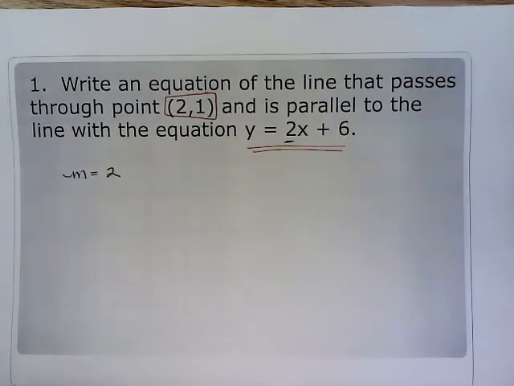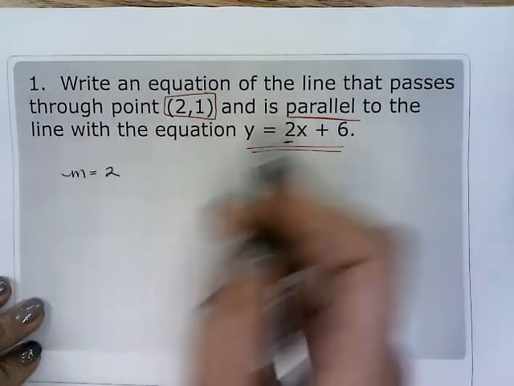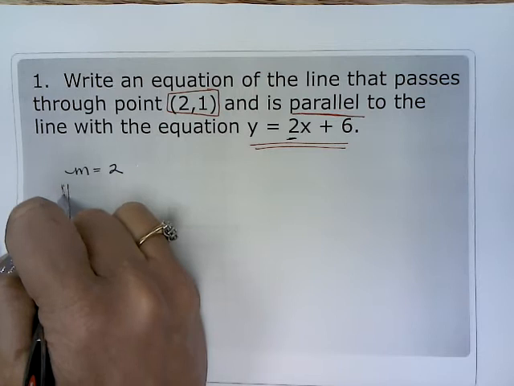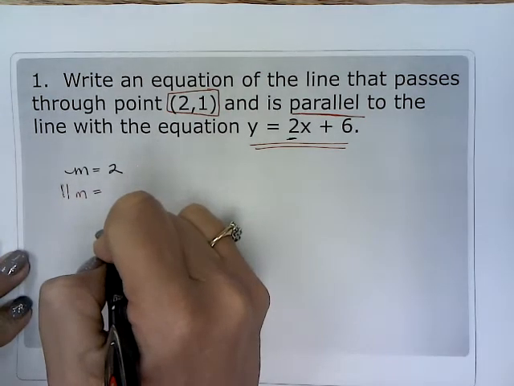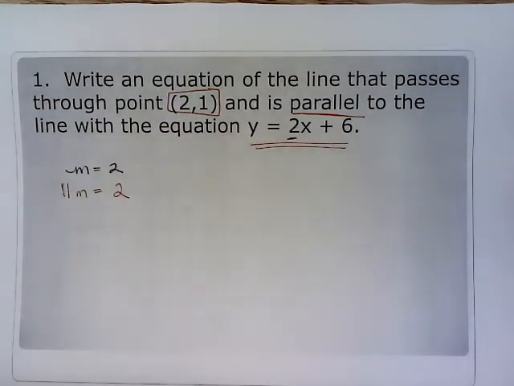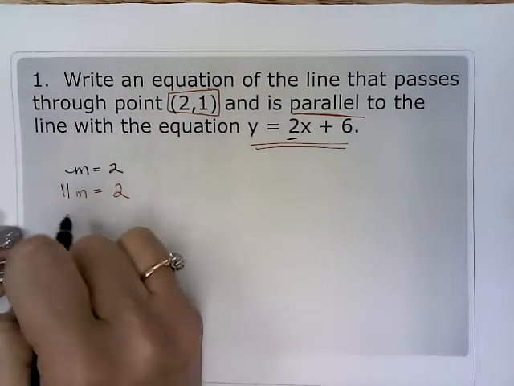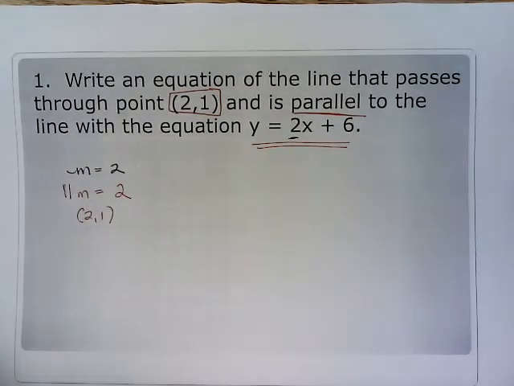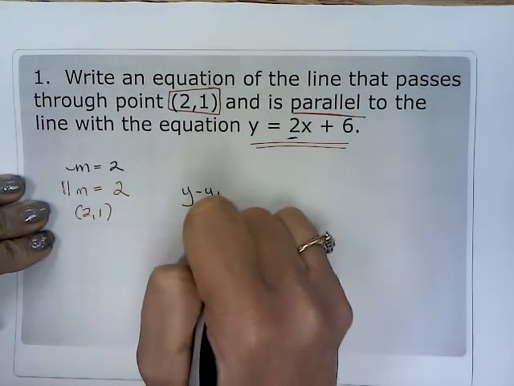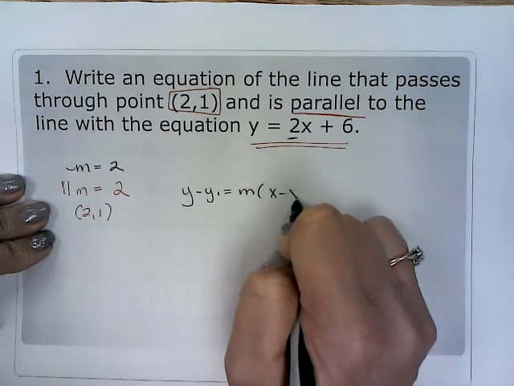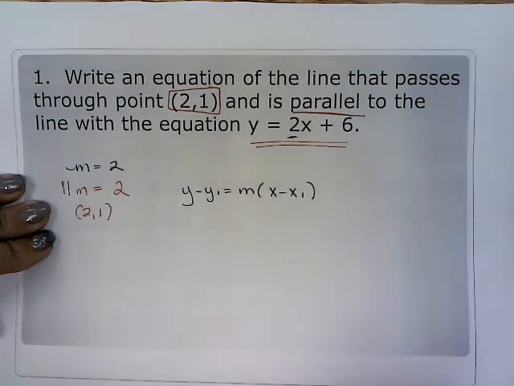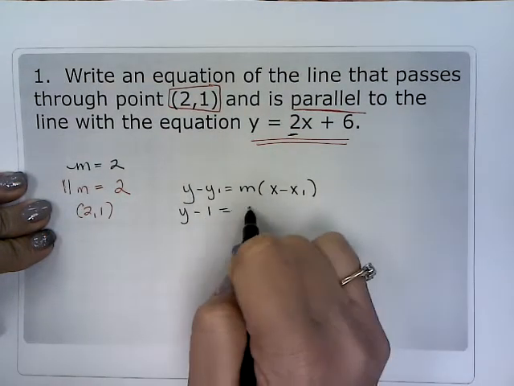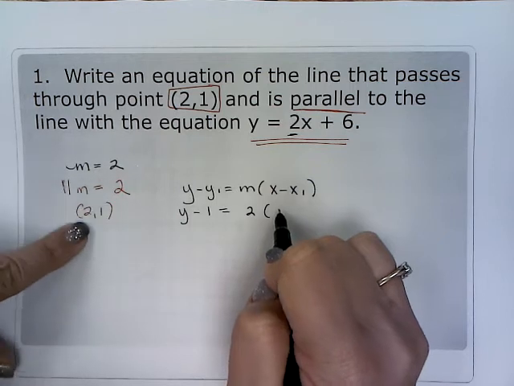We know that we are looking for the line that is parallel. So our parallel slope, sorry, the pen's not writing, is the same as the slope of the other line. So my parallel slope is also 2. Then I have my point that I'm going to use, (2, 1). Now I can use point-slope form and write the equation of the line that passes through that point and is parallel to this other equation. So I say y minus y1 equals the slope times x minus x1, that's my point-slope form. I plug into my point-slope form using my slope and my point.